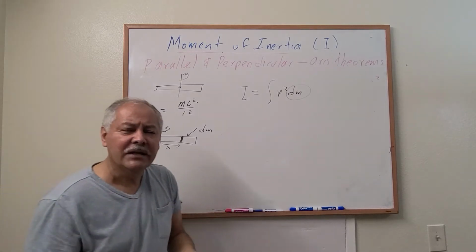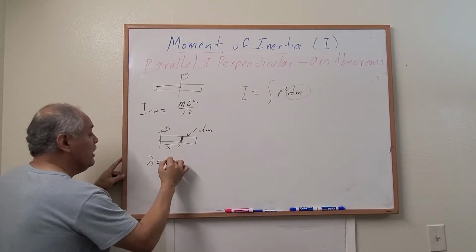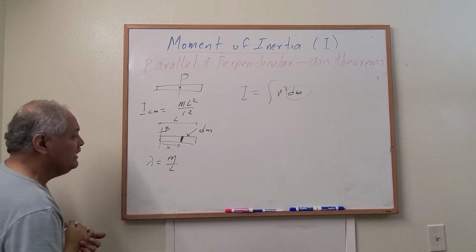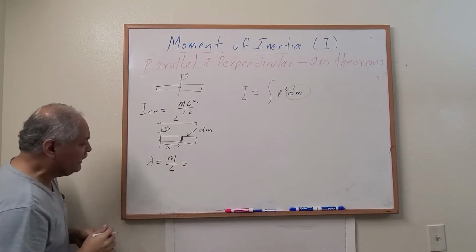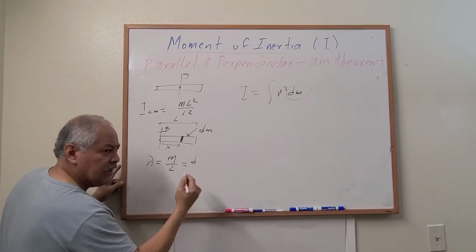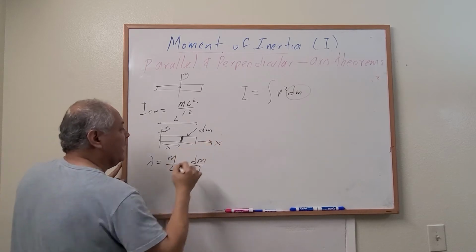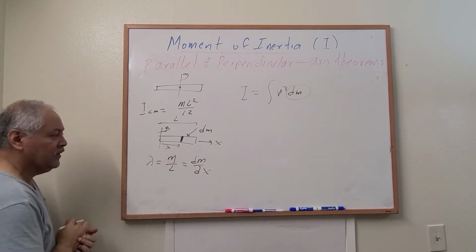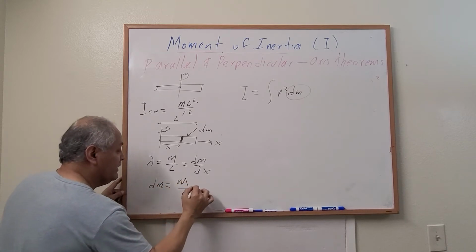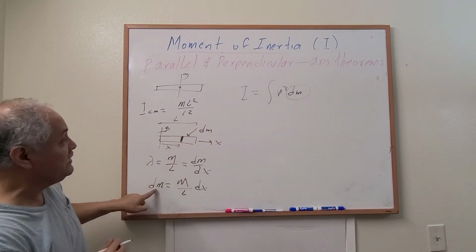And because it's a solid, remember we use densities. In this case, it's going to be linear density equals mass over length. This is the length L. Also, because this quantity is constant, we can take this ratio too: dm over, let's call this direction x, dx. From here we have that dm equals M over L dx. Now let's go back to the original equation and plug this value in.